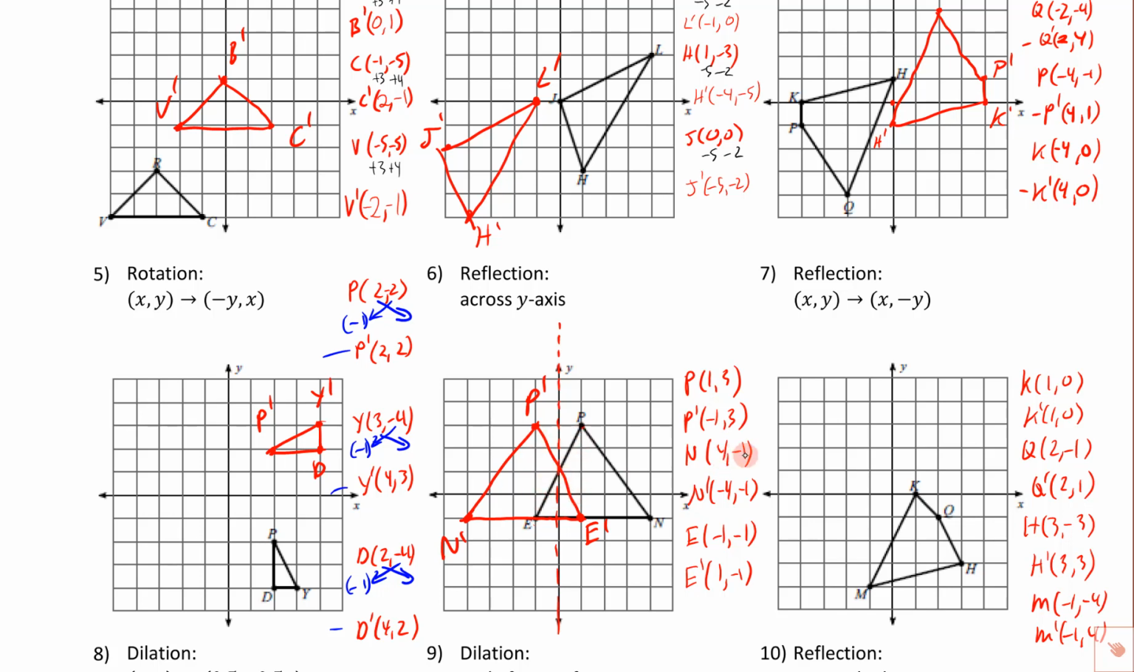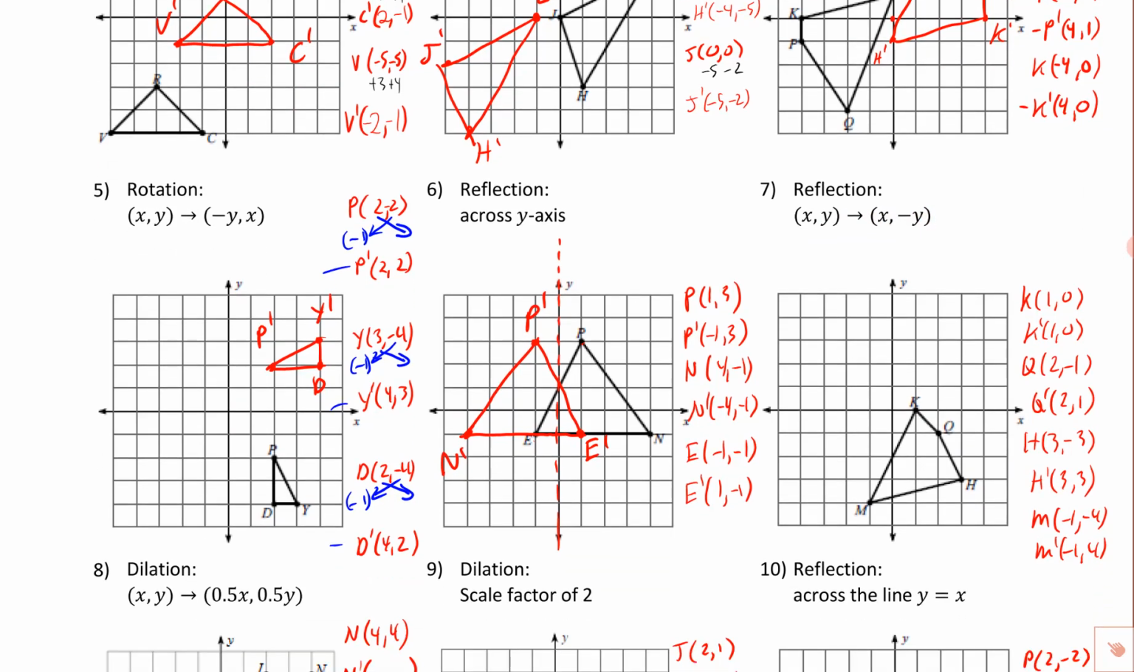This was -4, -1. So it became 4, -1. Change the sign here and still -1. So there's our N. Instead of going right 4 and down 1, we go left 4 and down 1. So we're just switching right for left. And then this is a reflection right here. It doesn't give the description for it, but it does give the rule. The x is exactly the same, but the y changes.